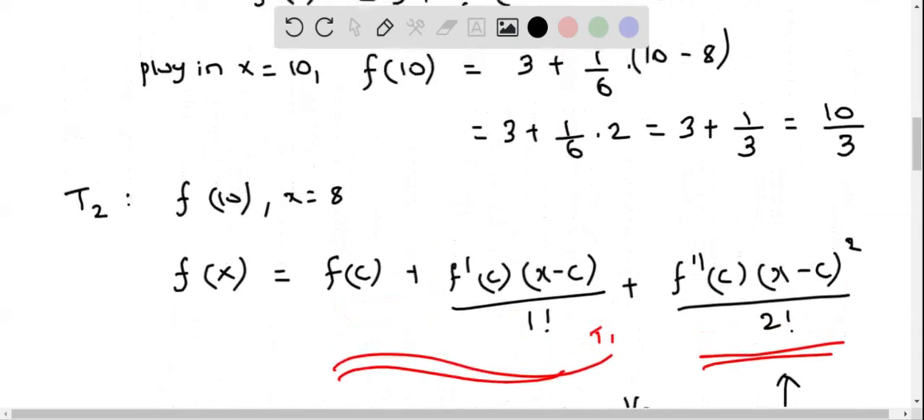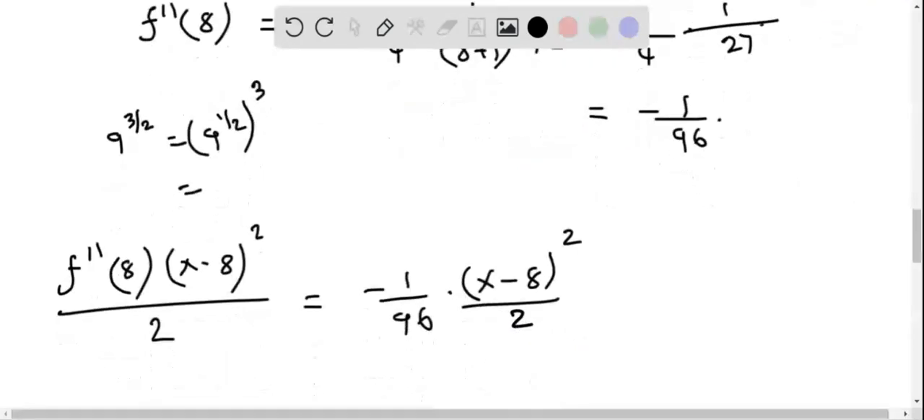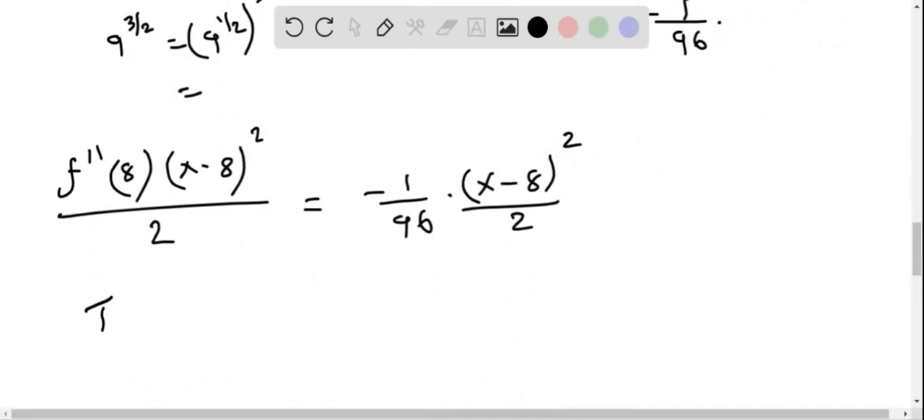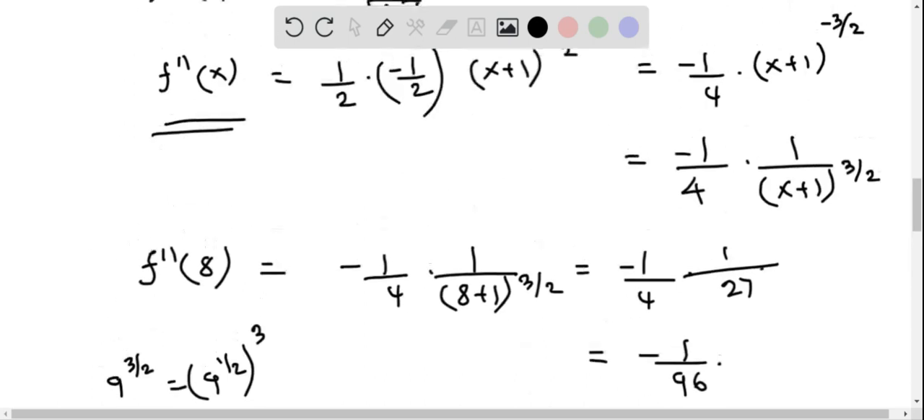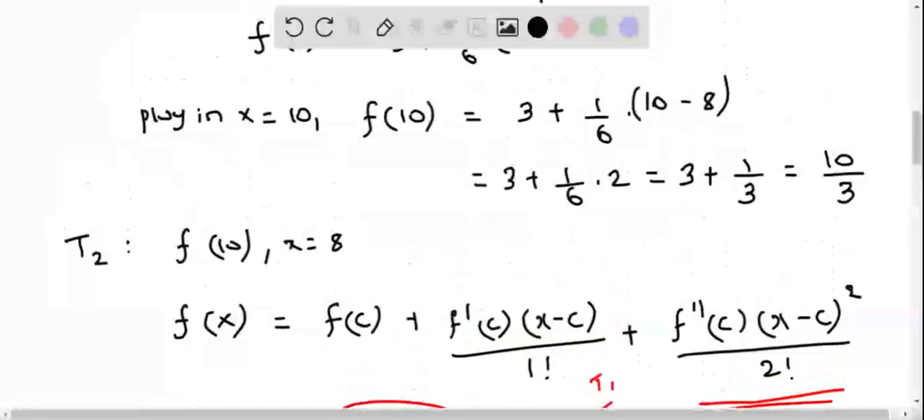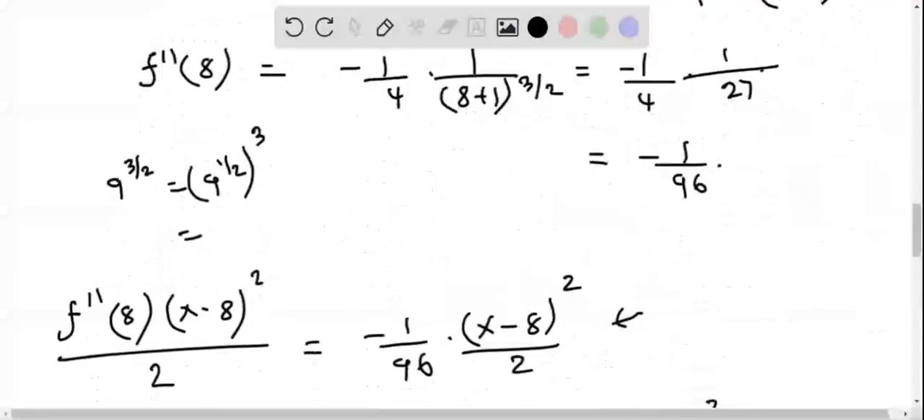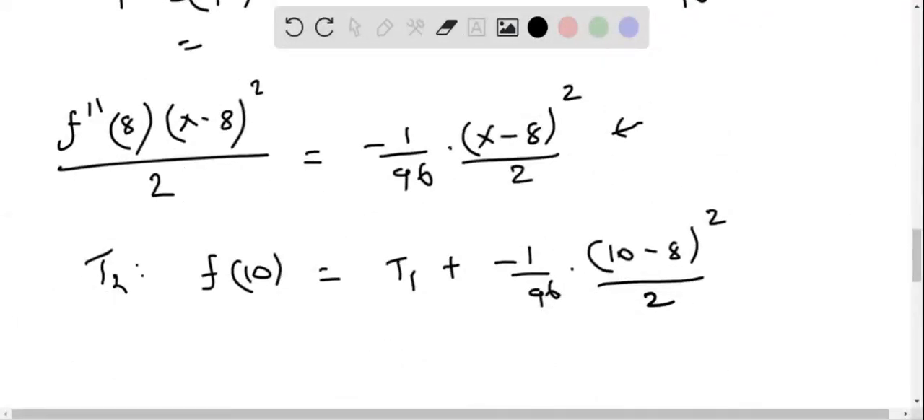T2 is basically T1 plus this quantity. So let's do that. We are going to find T2 at 10. We are finding f of 10, and this is equal to T1 plus this quantity, where we have to replace x with 10. So therefore this will become minus 1 by 108 times 10 minus 8 quantity squared divided by 2. Let me replace the T1 as well, which we have found earlier. T1 is 10 by 3. So I can replace this as 10 by 3.